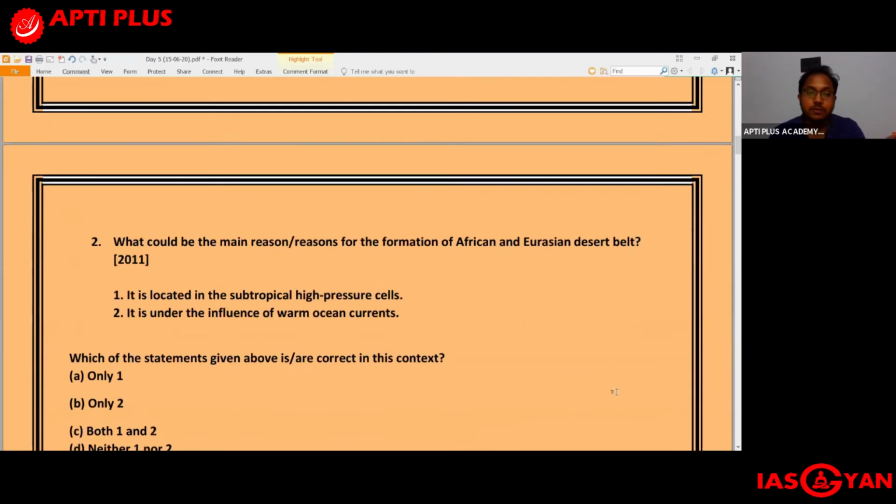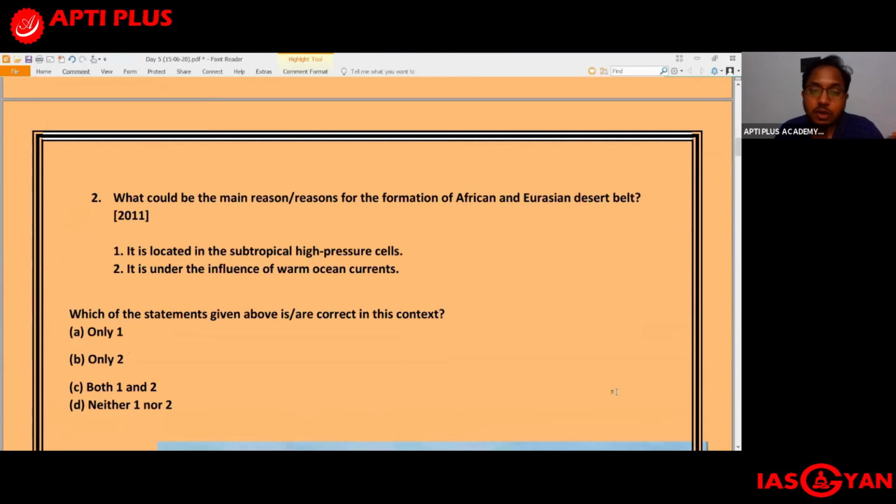The next question that we have is from 2011, and this question is asking what could be the main reason or reasons for the formation of African and Eurasian desert belts. In Africa and Eurasia, a number of deserts are found. Number one, it is located in the subtropical high pressure cells. And number two, it is under the influence of the warm ocean currents. Which of the following statements given above is or are correct? Basically it is asking you the reasons behind the formation of the African and Eurasian desert belt.